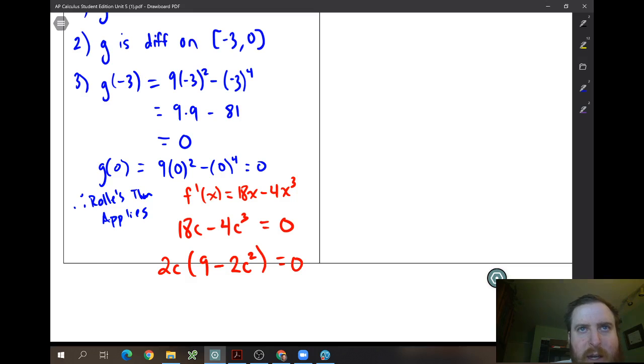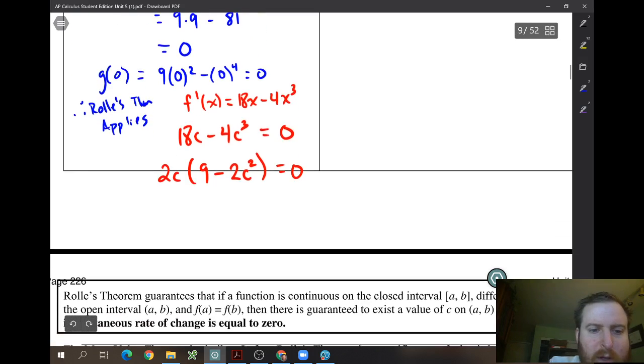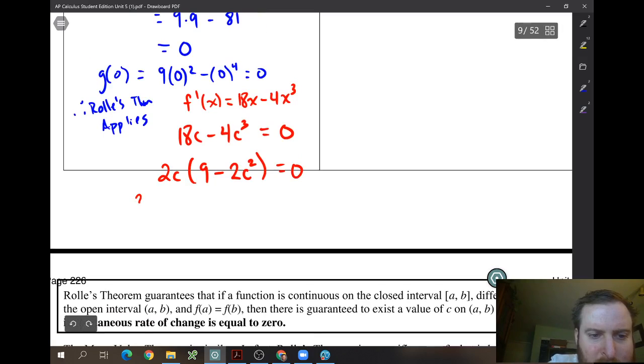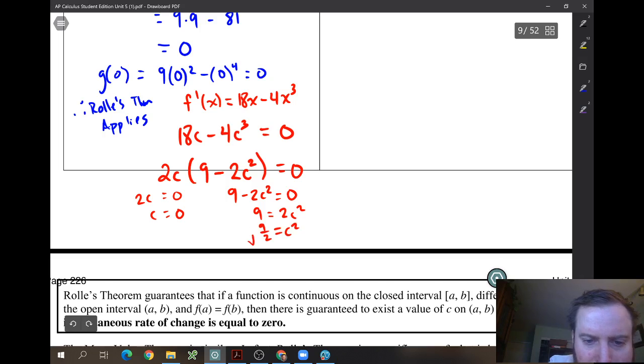And then from there, we just set each factor equal to 0. So we'll set 2c equal to 0, and we'll get c equals 0. And we'll set 9 minus 2c squared equal to 0. That gives us 9 equals 2c squared. Divide by 2: 9 halves equals c squared. Square root both sides, and we get c equals plus or minus the square root of 9, which is 3, because we can take the square root of the top and the bottom. So I'm going to say 3 over square root of 2.